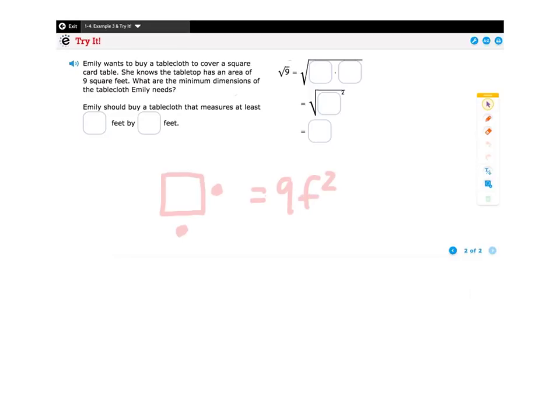Well, in order to figure out what that number is, I just need to take the square root of 9, right? And I know they've given this away here, but we just need to figure out, hey, what are we dealing with? Yeah, of course, we all know the square root of 9 is just 3 times 3, which means, hey, she has to get a tablecloth that is at least 3 feet by 3 feet.